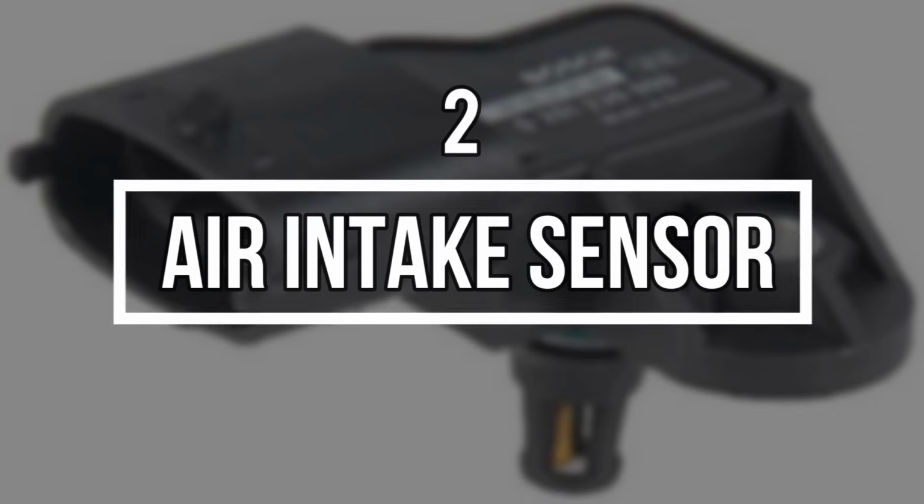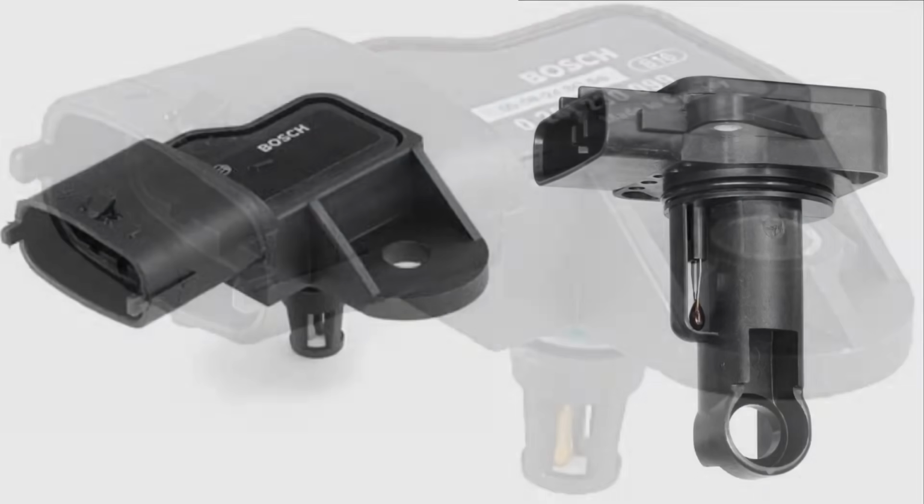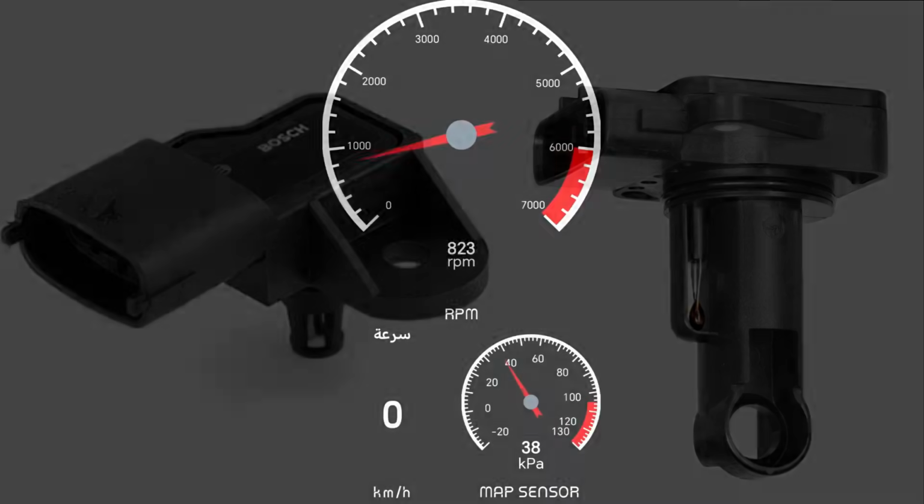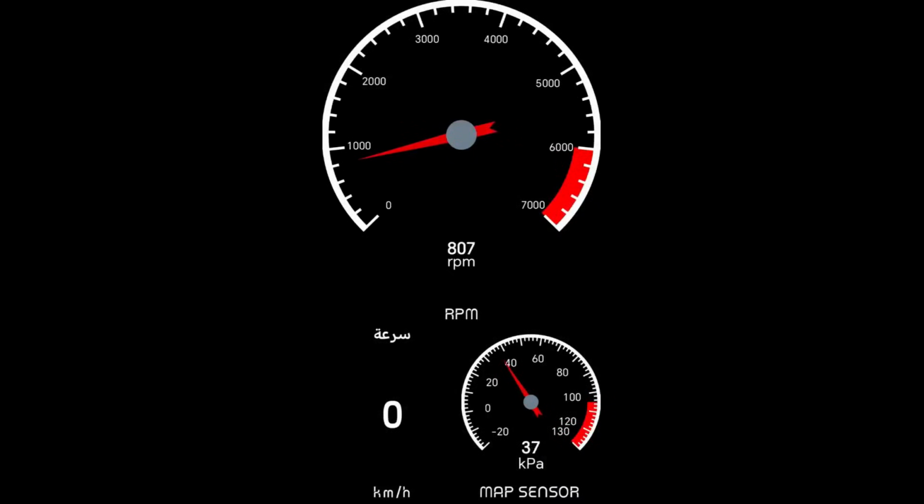2. Air intake sensor. The air intake sensor, whether a mass airflow sensor or a manifold absolute pressure sensor, is one of the most important inputs the ECU relies on to calculate fuel delivery and combustion mixture. If the air sensor develops a fault, fuel consumption will inevitably increase. You can confirm sensor failure by monitoring its correct operating values using a diagnostic scan tool.